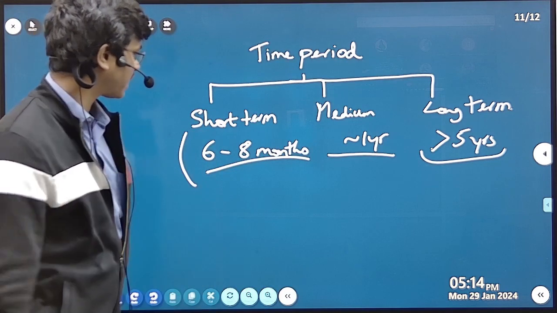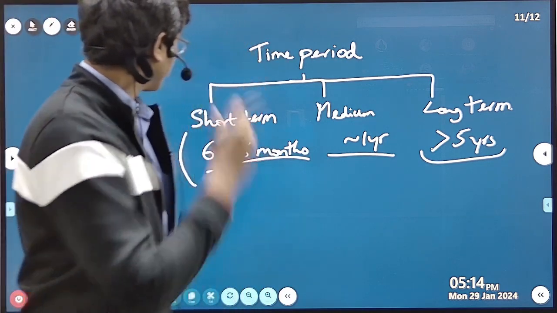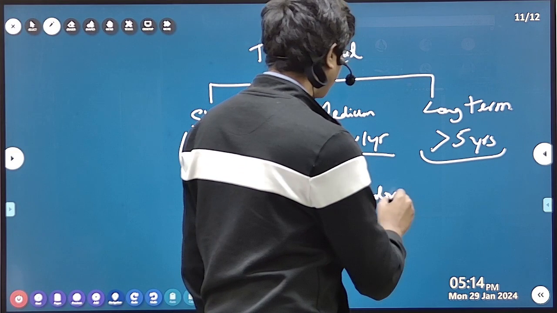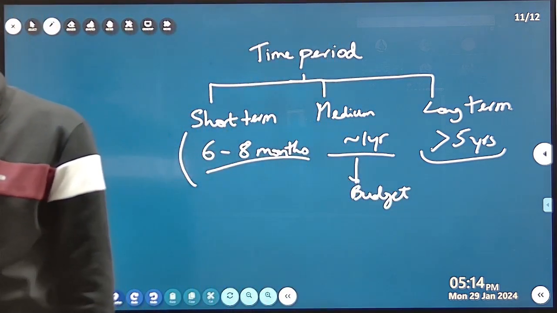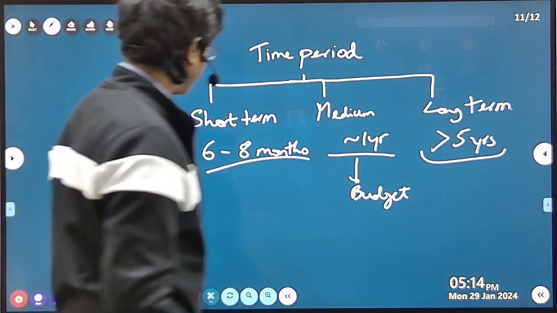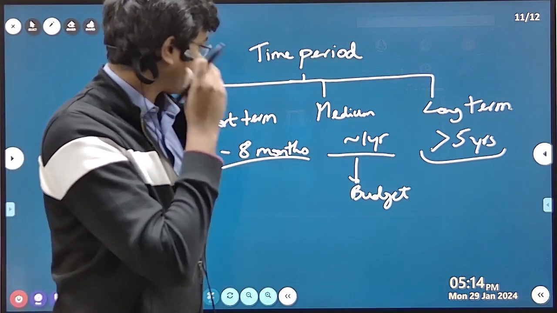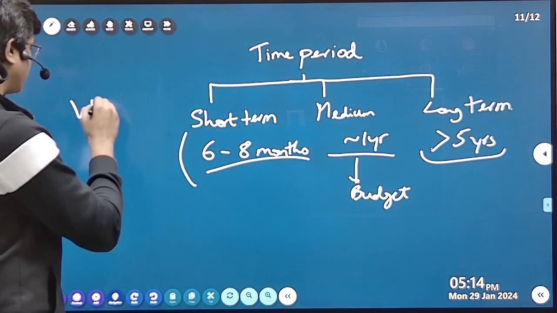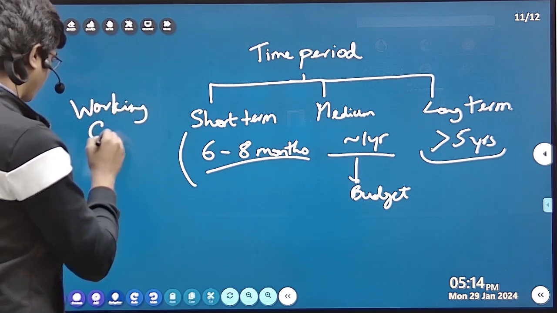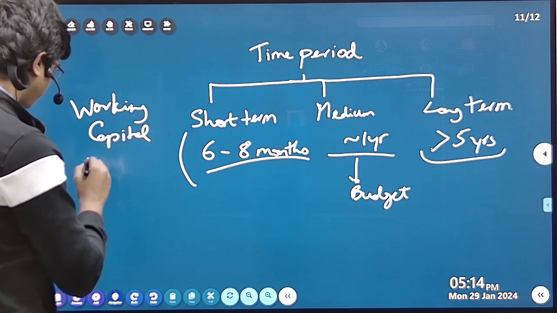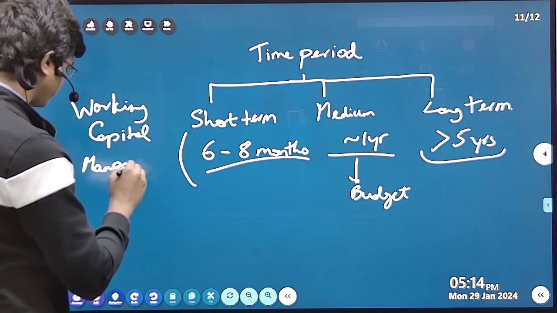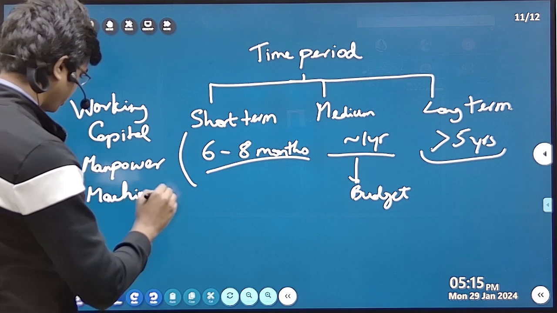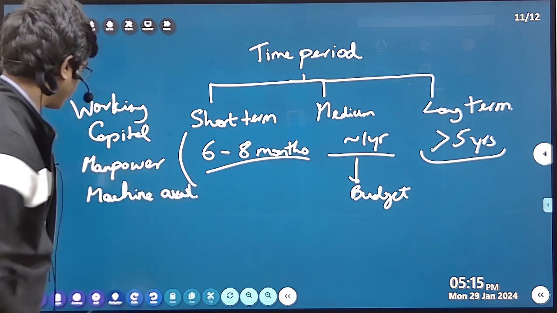The aim for these forecasts is different for each time period, right? In medium-term forecasting, the emphasis is more on budgets, so the objective will be to emphasize the budget and other such factors. But mostly we do forecasting to manage working capital, to decide how much manpower is needed, and for machine hours, budgeting, and machine availability, for all of those things.